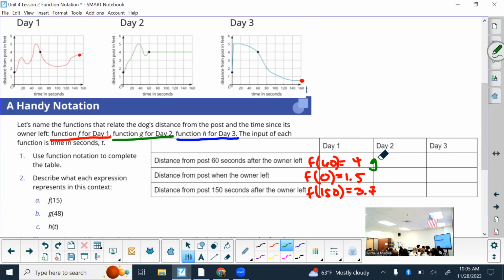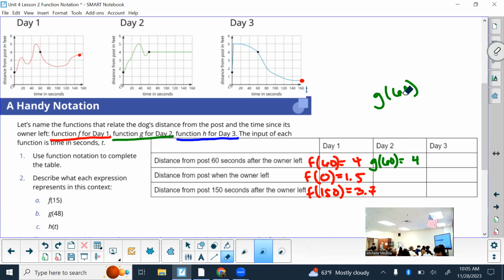G. Okay, good. And then do we also have the output at that time? 4. Good. All right. And the way to formally read that is G of 60 equals 4. That means that 60 seconds after the owner left, the dog was 4 feet away from the post. And then I can tell you, like on my answer key, it just has it as G of 60 because that's like what it would ask you, find G of 60. We're including both for practice.